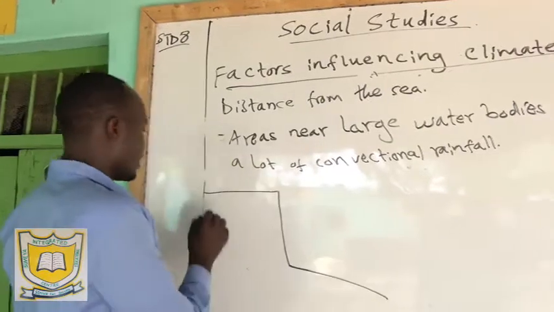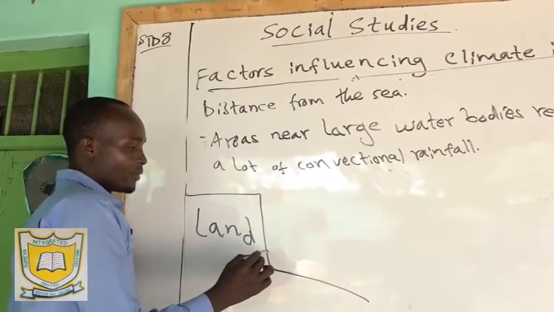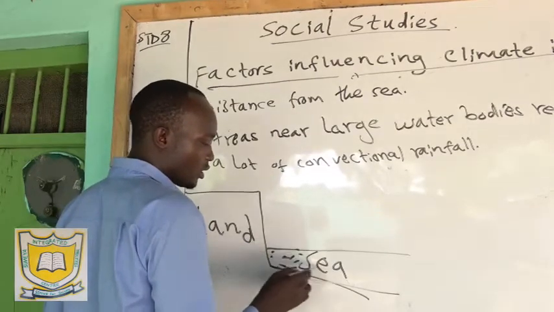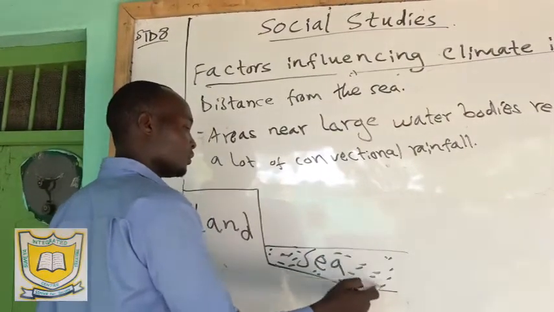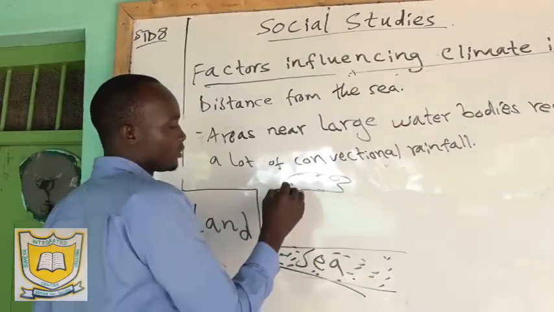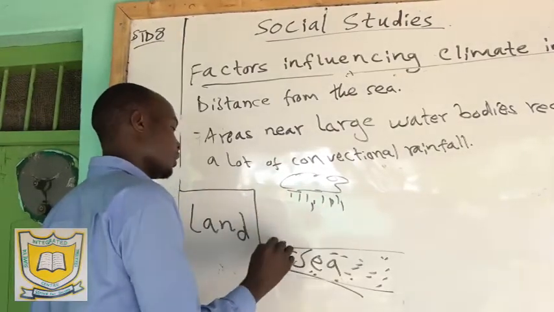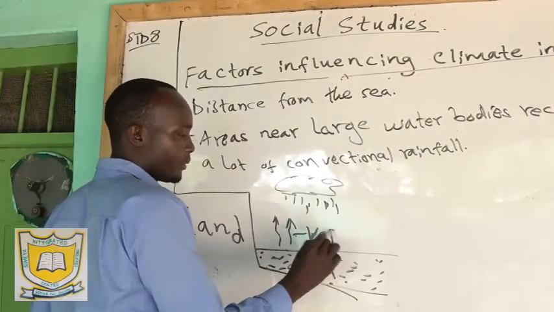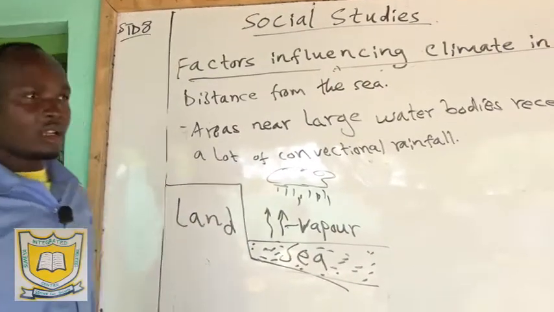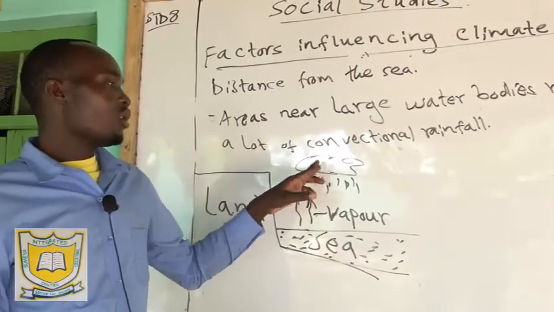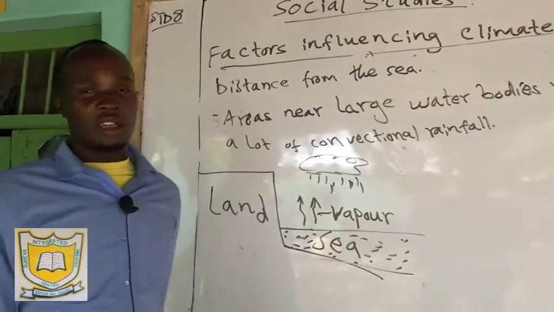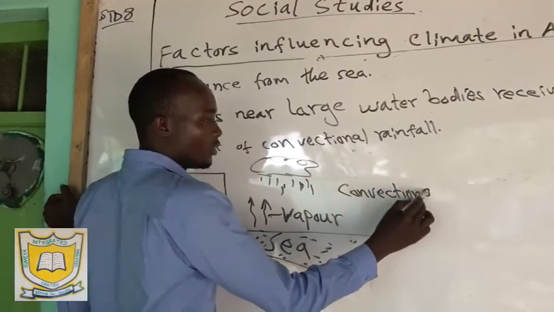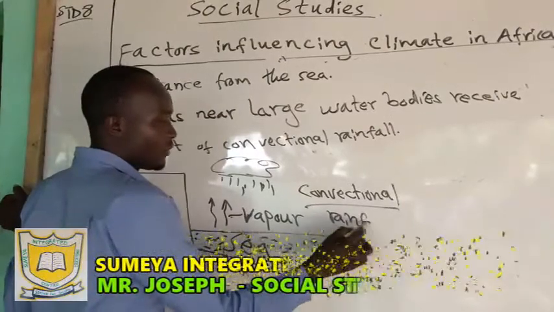It's something like this. So this is the land, then this is the sea. We have the sea here, or ocean, like this. Then here we have what? Vapor. So this is vapor. Vapor is that moisture after the water has been heated, then it rises and condenses to form clouds. This cloud comes back as rainfall. This is called convectional rainfall.